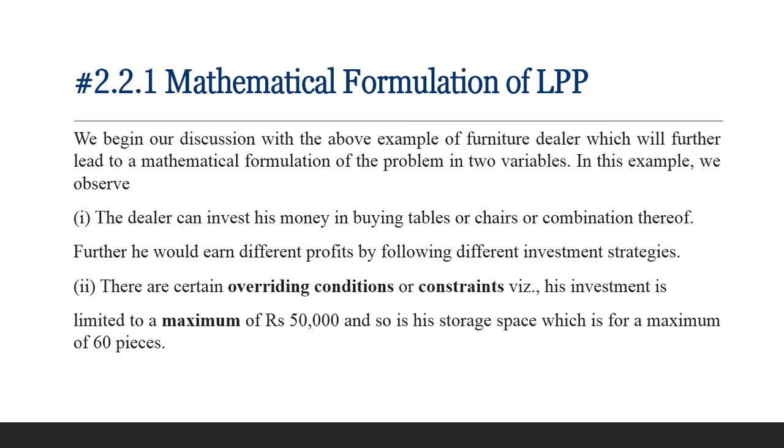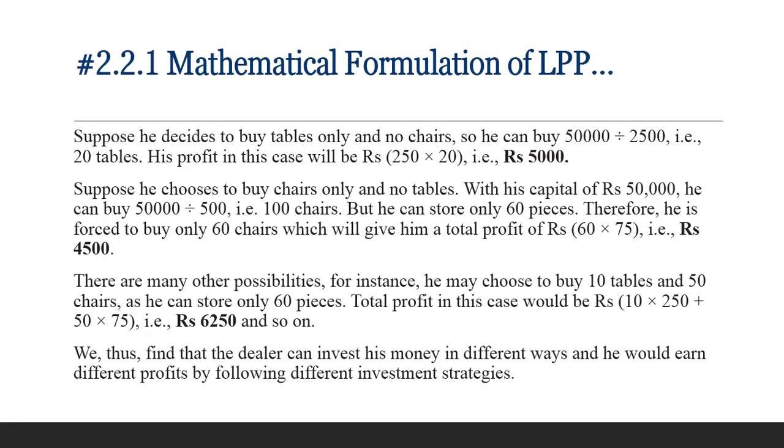Point number two, there are certain overriding conditions or constraints. That is, there are certain limits he cannot go beyond. His investment is limited to a maximum of 50,000 rupees, so he can't invest more than 50,000. And also his storage space is a maximum of 60 pieces. He can store only a maximum of 60 pieces. That is also a constraint. His showroom or shop can contain only a maximum of 60 pieces, beyond which he cannot store. So these are two constraints.